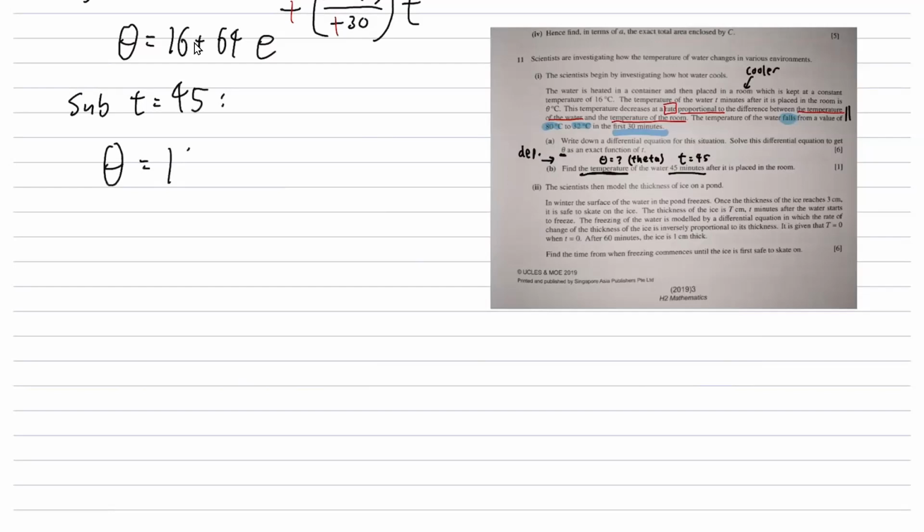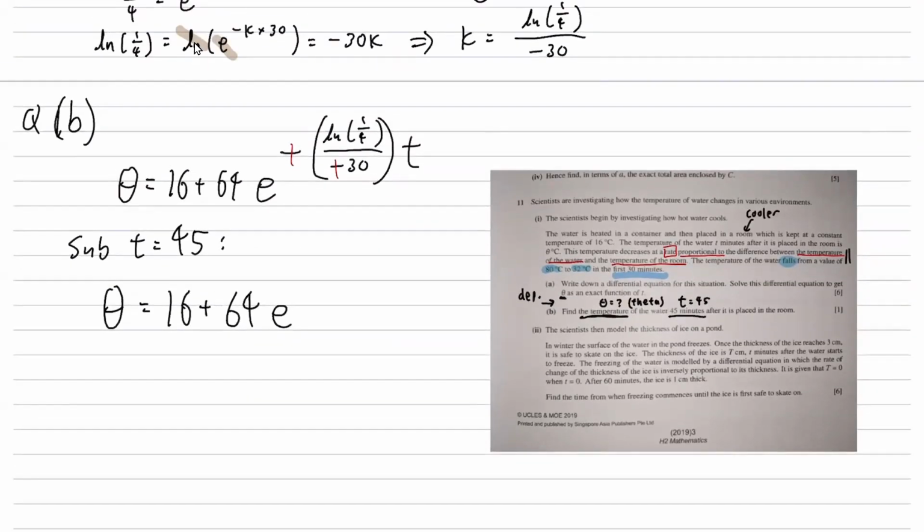So we get theta equals 16 plus 64 multiplied by e to the power of ln 1/4 over 30 times 45. Here, they never ask for an exact answer, right? So never mind. We just type in the calculator straight away. 16 plus 64. If they did ask for an exact answer, then you have to work harder. But for now, don't need. ln 1/4 times 45 over 30. Wow, coincidentally, it's an exact number, 24.